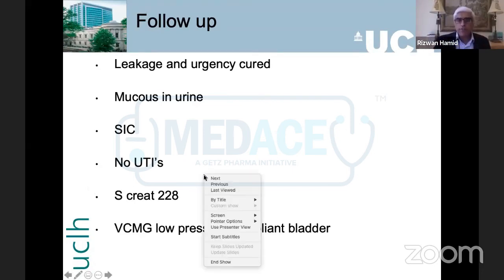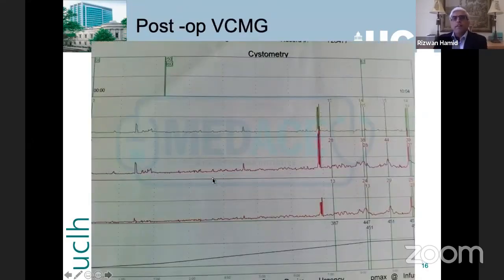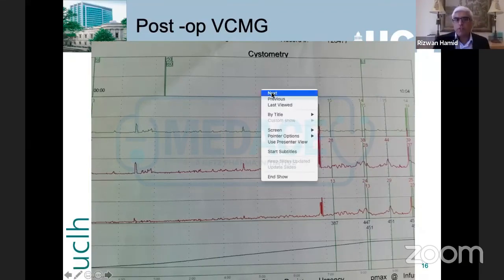But have we achieved our objective? And how do we check it? We do urodynamics. And here, post-operative urodynamics shows that now they can hold up to about 450 mils with a little bit of overactivity, but generally a very good urodynamic trace. And that is why, remember I said, you do the urodynamics before major surgery, so that if you don't achieve your objective, you know where you started off from.